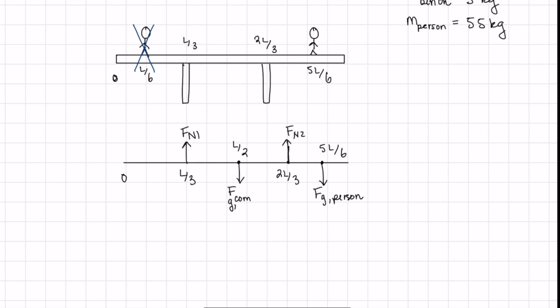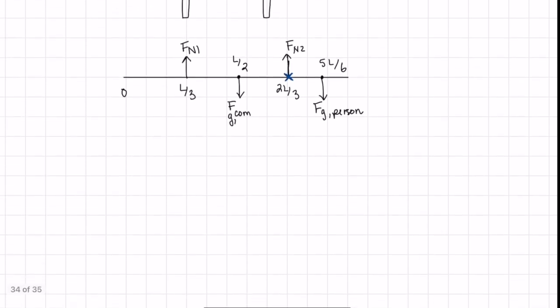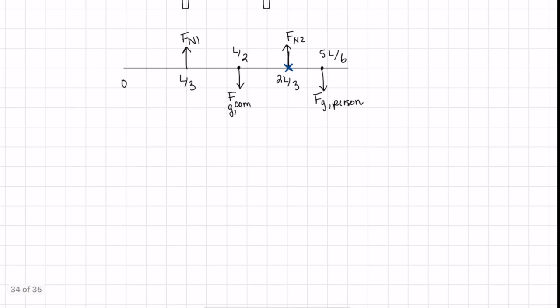If we're interested in seeing when something's going to be tipping, we want to draw our axis of rotation at the last point of contact, or the edge that it would be rotating around. So if the weight of this person on the right is going to be causing this thing to tip, that means that the bench would be rotating about the leg with normal force 2. So I'm just going to draw that with an arrow or with an X right there, and then mainly I'm just going to look at the sum of the torques.